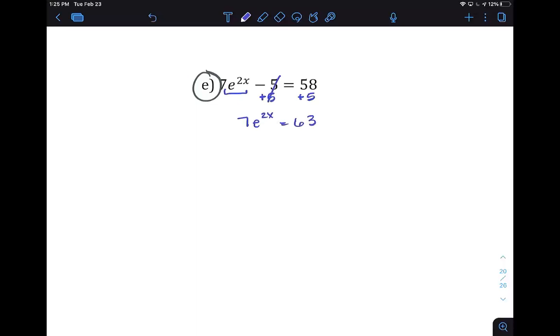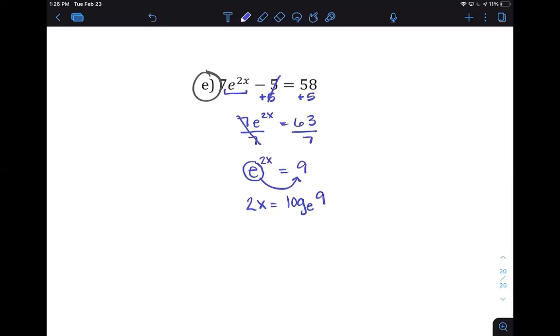And then what are we going to do? Divide by 7. So e^(2x) equals 9. All right, so now we're going to change this into logarithmic form. Okay, so we're going to do our loop and swoop. This is going to move to the other side, and we have 2x equals log base e of 9.